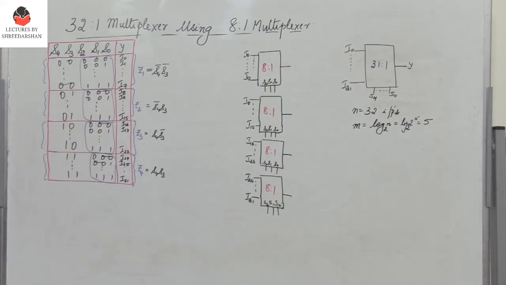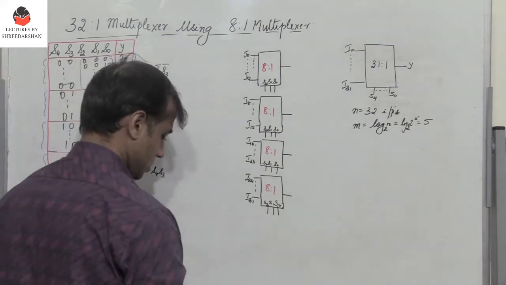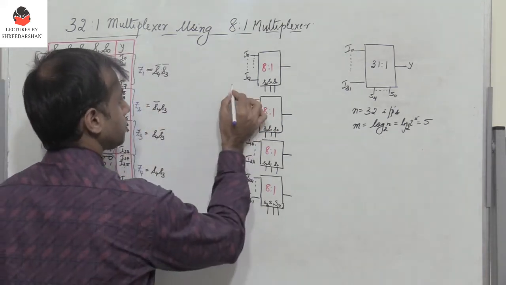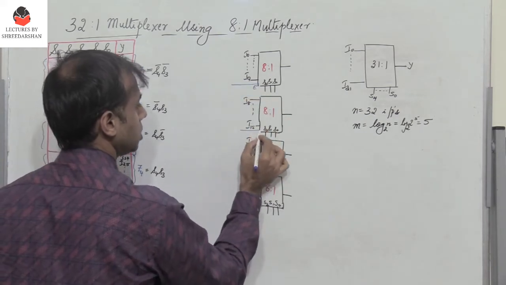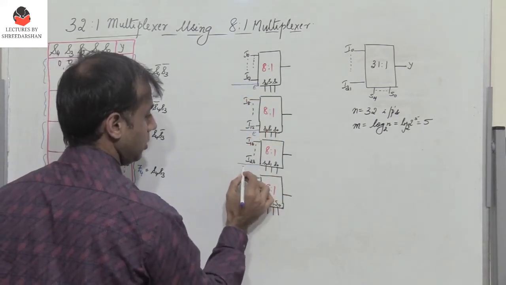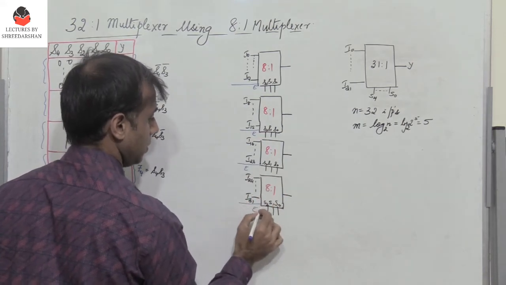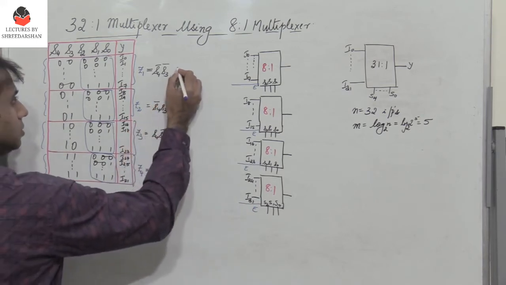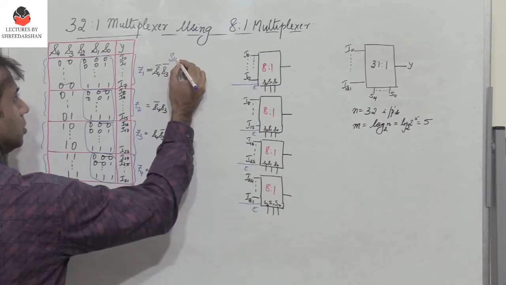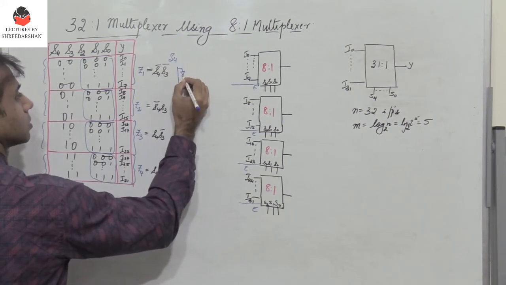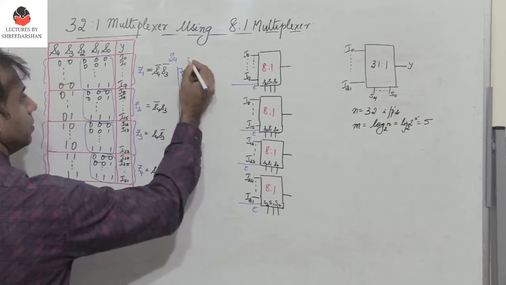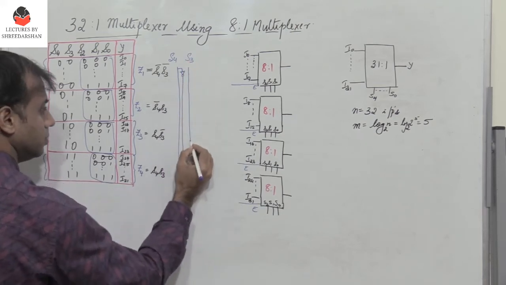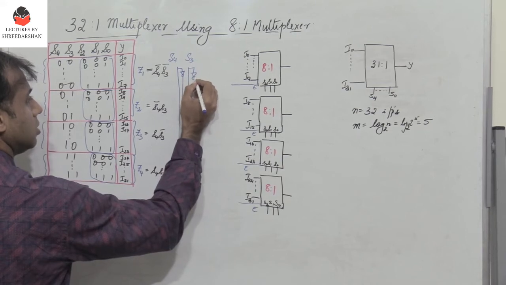So what do I do? I have the enable input. So let this be the enable input, which is used to enable the mux. So this mux has to be enabled only when S4 and S3 are 0, 0. So let me draw lines here. Let this be S4. I need S4 bar. Then I have S3. Then I have S3 bar.